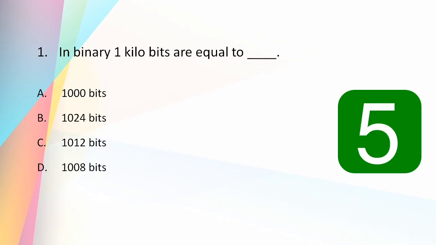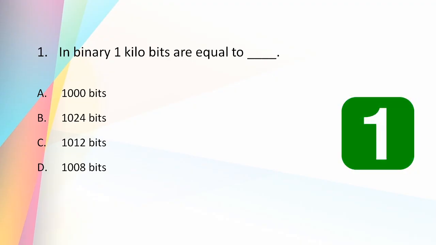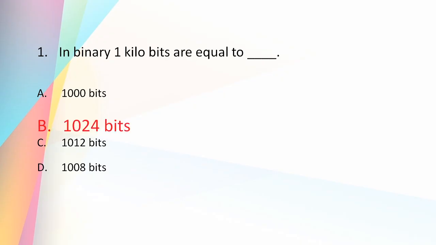In binary, 1 kilobit is equal to: 1000 bits, 1024 bits, 1012 bits, 1008 bits? And the answer is 1024 bits. In binary, 1 kilobit is equal to 1024 bits.